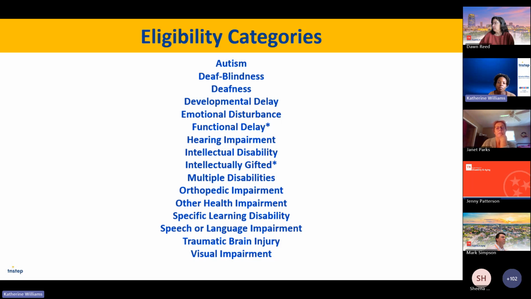A lot of times as well, autism or speech language impairment are typical eligibility categories. And then especially for the little ones, developmental delay is also one that they are typically categorized under, but that could change as they get older. There is a certain timeline for developmental delay. Once they get to a certain age, they would possibly need another evaluation to see if they continue to qualify under developmental delay or if they would qualify in another category.